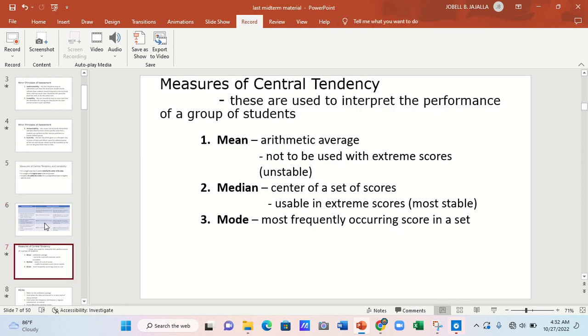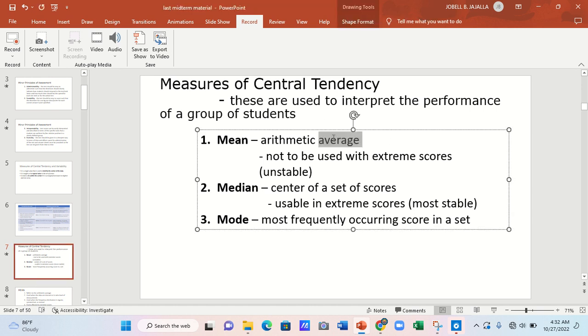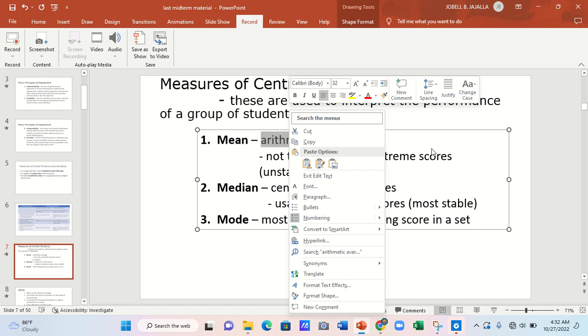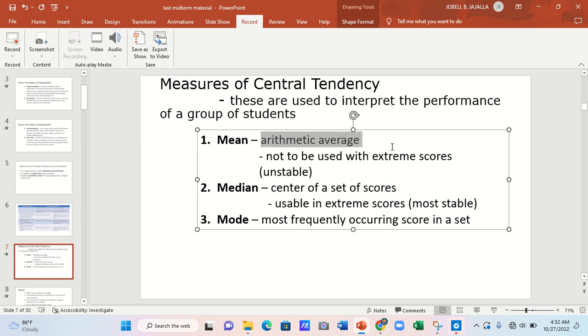So now to discuss in depth the measures of central tendency, we have again the mean, the arithmetic average. We probably already know how to solve for this arithmetic average or mean. I will not discuss the solving part here, but if you are still unfamiliar with the mean, you can search it on YouTube. Now, the mean cannot be used when there are extreme scores.